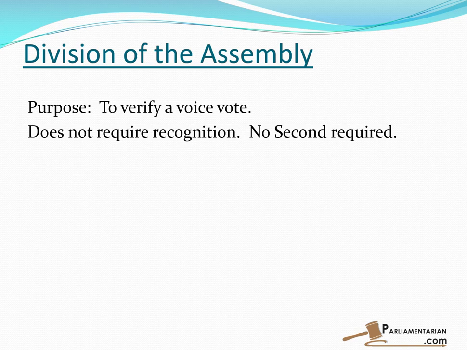But if the chair thinks that he knows who won and who lost, and anyone disagrees with that, remember that all the decisions and everything that the chair does are always appealable to the body. So if somebody doesn't agree and they think that they clearly have the votes, then they would ask for a division. There's no second required. It's the right of any member.